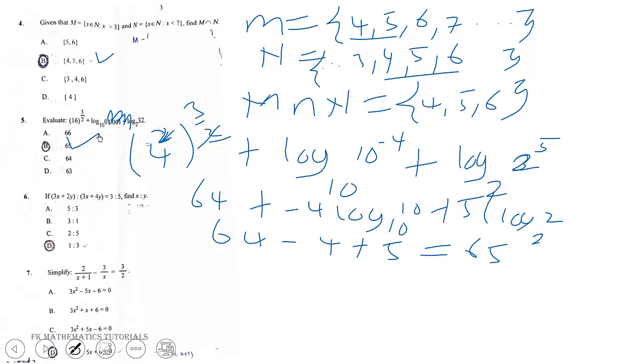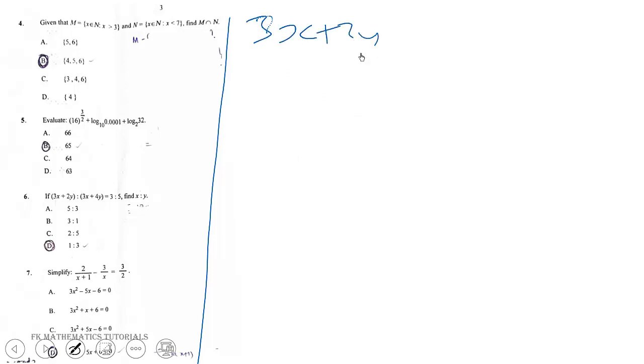Then let's look at 6. If 3x plus 2y, so we rewrite this as 3x plus 2y over 3x plus 4y is equal to 3 over 5.